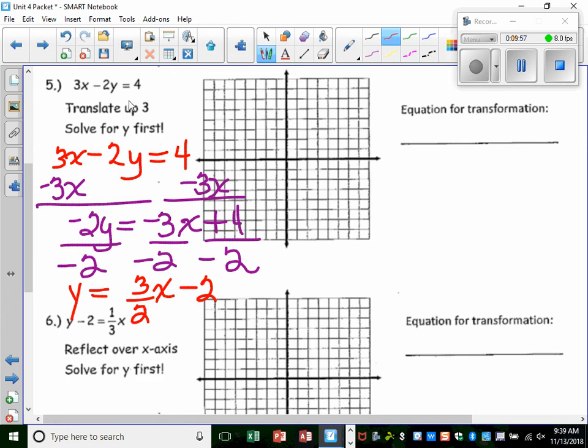So from there, you're going to graph this. And then you're going to add 3 to the y-intercept and tell me what the new equation is, and then graph the new equation as well. Okay? And then you should be able to solve this one for y by moving the -2 to the other side. So you'll finish up this page for me.